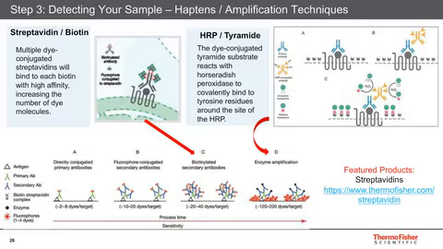Then, if that's not enough, if you need an even brighter signal, you can go with the tyramide signal amplification, or TSA. This is where your secondary is labeled with a horseradish peroxidase, and then the tyramide reacts with the HRP in the presence of a little bit of hydrogen peroxide, and then binds covalently to tyrosine residues around the site of that HRP. This gives you hundreds of dyes per target, much, much brighter.